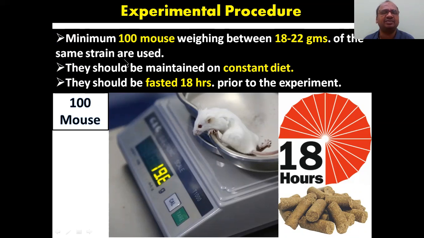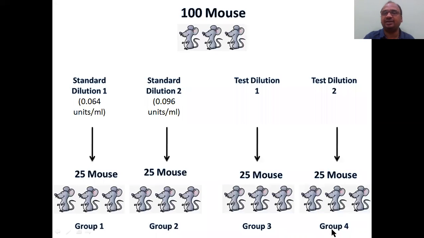Of the same strain you have to use. They should be maintained on a constant diet. Constant to all the diet. Don't change the menu, same menu for all the mouse. Don't change the menu. They should be fasted for 18 hours. Here also fasting. This is actually the real diet of the mouse. Prior to the experiment, 18 hours. So 100 mouse, 20 grams, 18 hours fasting. Uniform diet. All you can easily remember with the help of a diagram.